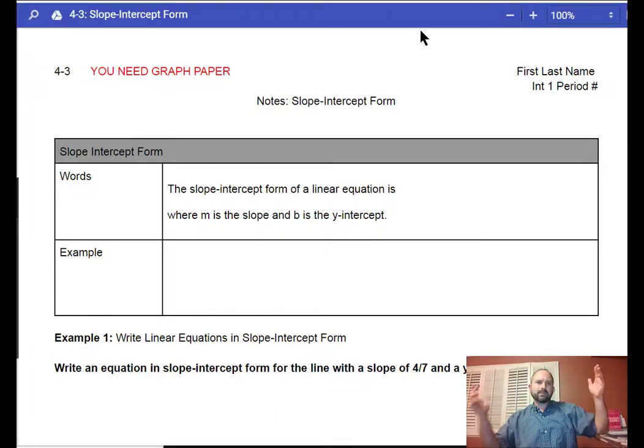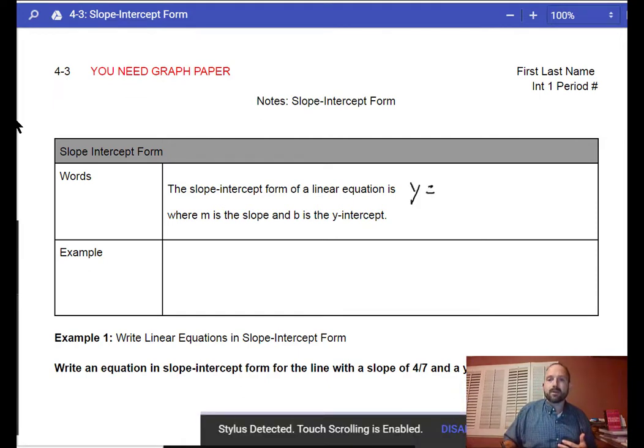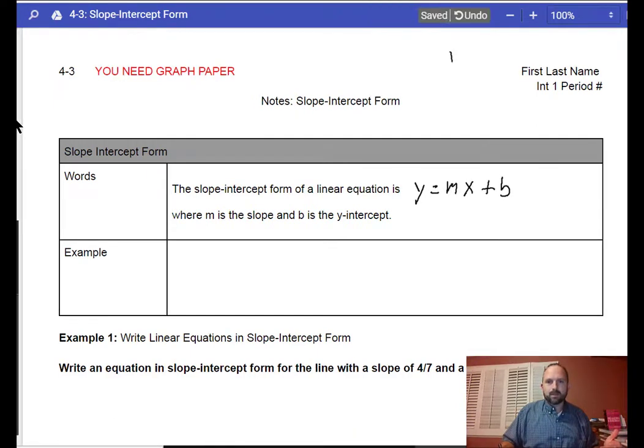Welcome to Integrated 1. We're going to be doing lesson 4-3, which is slope-intercept form. So what is slope-intercept form? Slope-intercept form is a linear equation that looks like this: y is equal to mx plus b, where b is where it hits the wall. So this would be (0, b) right here. I know it looks like a 6, so I'm going to make it a B. Now it looks like an ugly 8. Now the m is the slope, like rise over run.